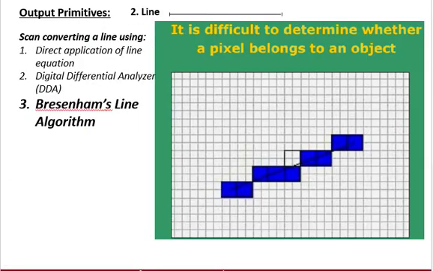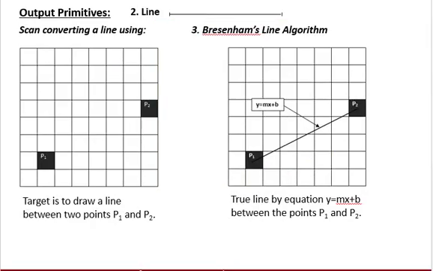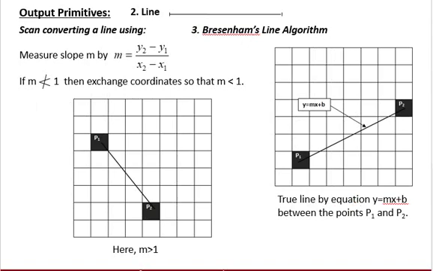Now, the Bresenham line algorithm. In the Bresenham line algorithm, we have 2 points, the starting point and the ending point. Here, in Bresenham, we measure m equals y2 minus y1 over x2 minus x1. If it follows this equation, 1 is greater than m, then we will have those two conditions.